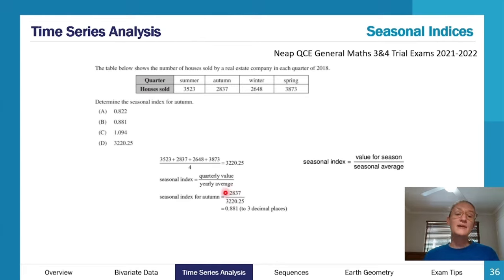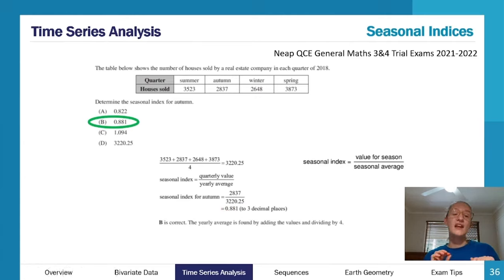So we have this number here, the value for autumn, and this here is the average of all of the seasons. So I can already see that the value for autumn is lower than the seasonal average. So I'm already starting to figure out that my seasonal index is going to be below 1, because I can already see that my value for the season is lower than the seasonal average. So I know that it's going to be lower than 1, which is what we have here. So that's the process that we've done there.